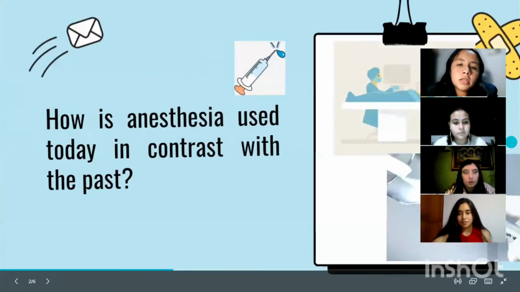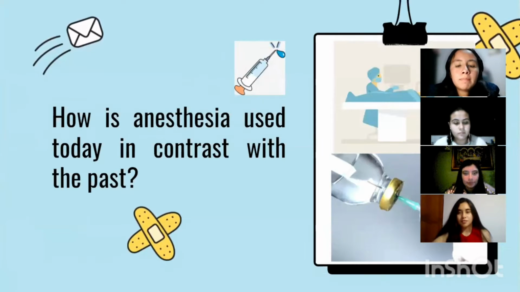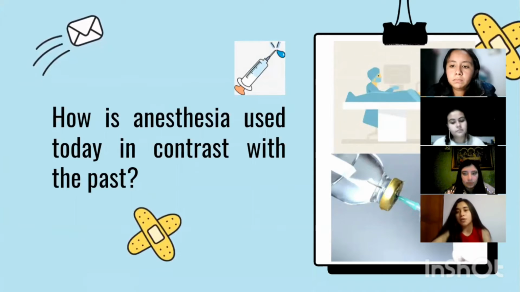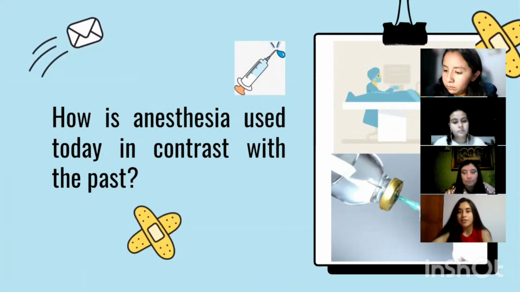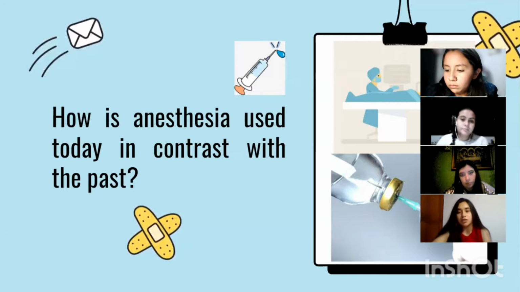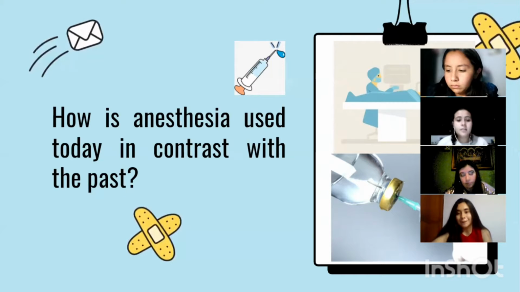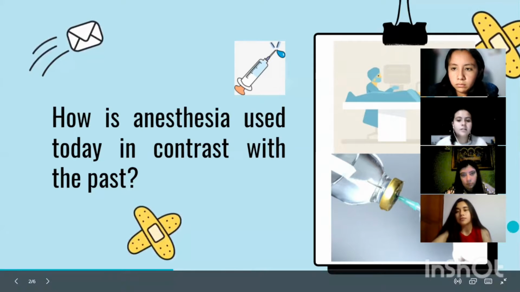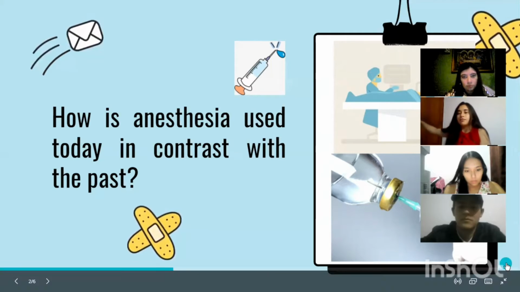How is anesthesia used today compared to the past? According to history, anesthesia has always been present in human life. Before, anesthetics used to contain poppy, mandrake, and alcohol, although nowadays they are no longer used. Now they are made from a combination of local agents, inhalers, and intravenous drugs, in order to find a precise balance to perform surgical procedures.